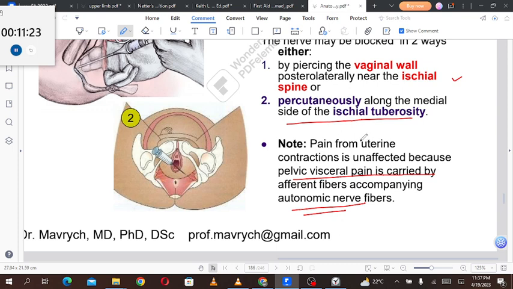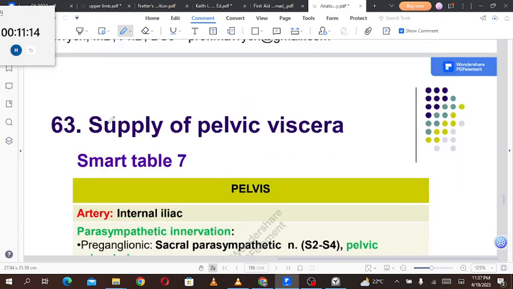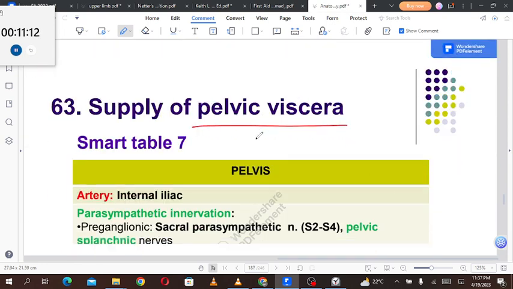Okay, so I don't remember that. But pain from the uterine contraction is unaffected because the pelvic visceral pain is carried by the afferent fibers accompanied by the autonomic nerve fibers. Point number 63, that is about supply of the pelvic viscera.